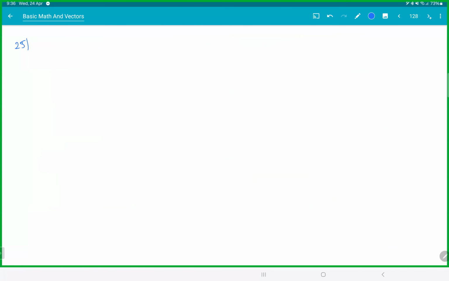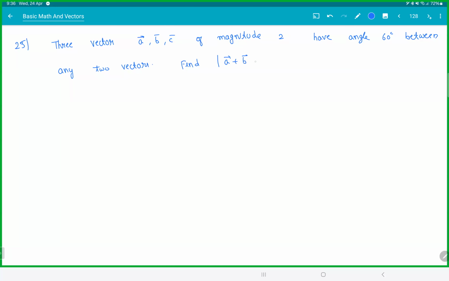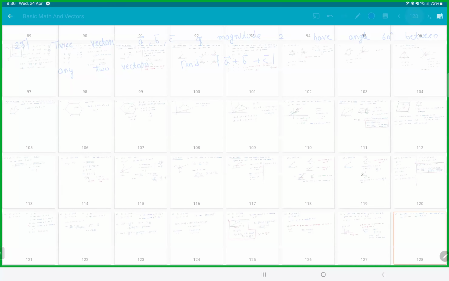Now going back to that question, if you remember, three vectors, A bar, B bar, C bar, of magnitude 2, have an angle of 60 degrees between any two vectors. Then the question was to find mod A bar, mod B bar, and mod C bar.